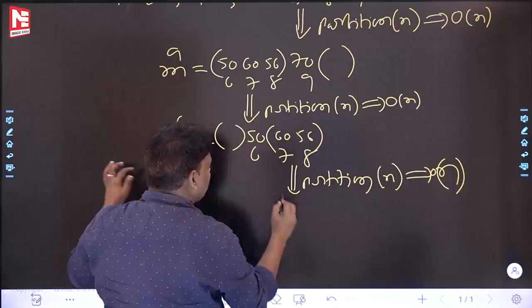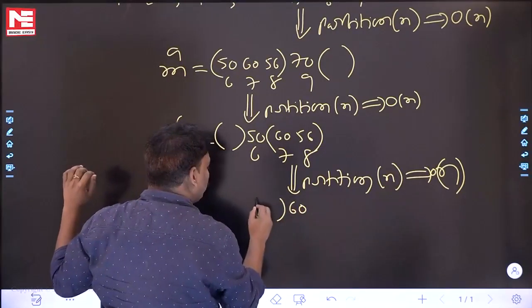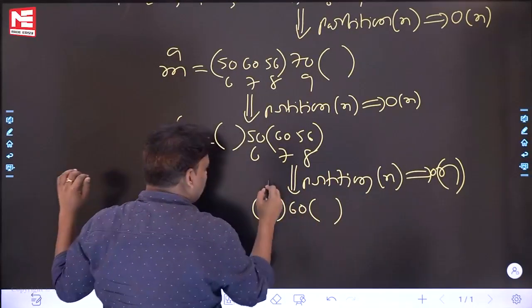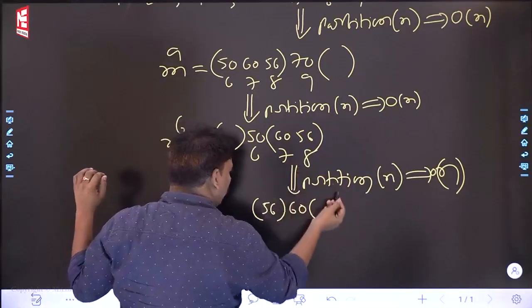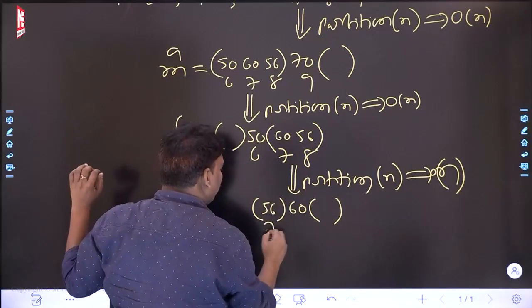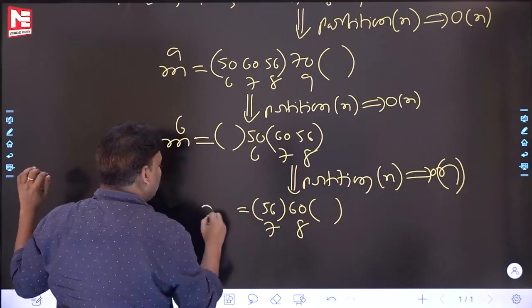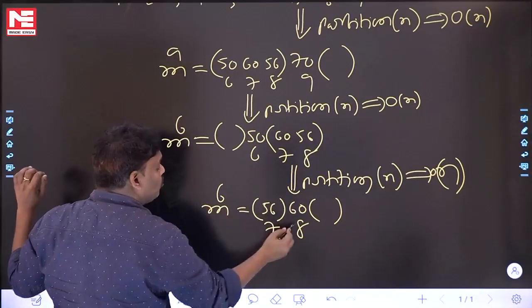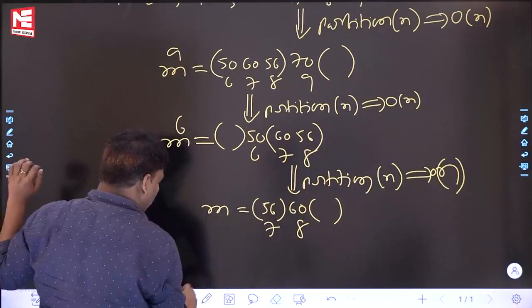Now can you help with what the answer is? 60 will go to its correct place, less than 60 on one side, more than 60 on the other side. Who is less than 60? 56. Who is more than 60? No one. Positions 7 and 8. What will it do? M is equal to how much? 8. M is equal to 8.